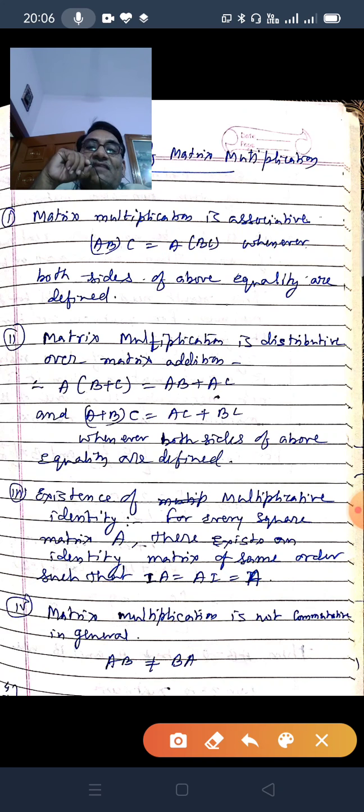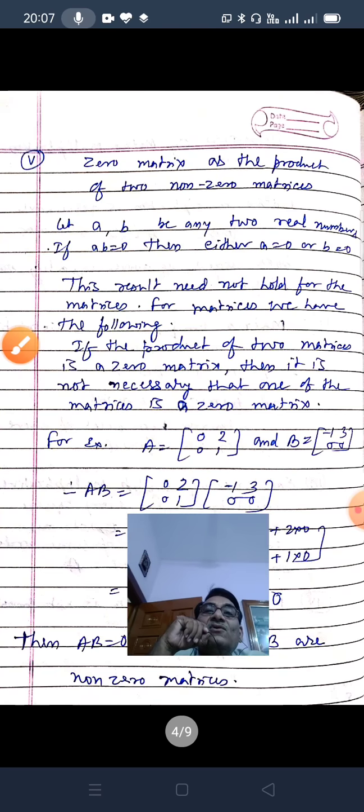Number 3, existence of multiplicative identity. For every square matrix A, there exists an identity matrix I of the same order such that IA is equivalent to AI is equivalent to A. This is the third property of matrices. And now fourth, matrix multiplication is not commutative. In general, AB is not equivalent to BA.